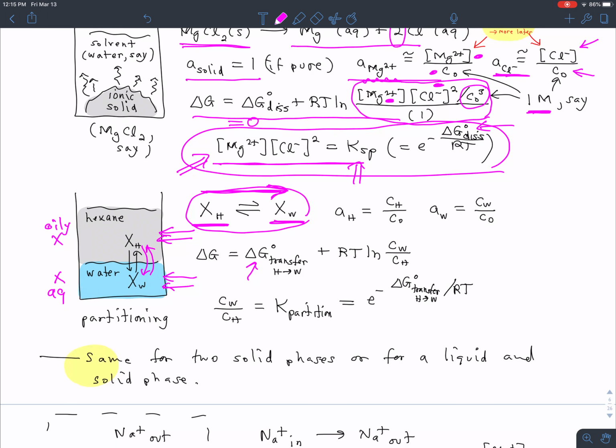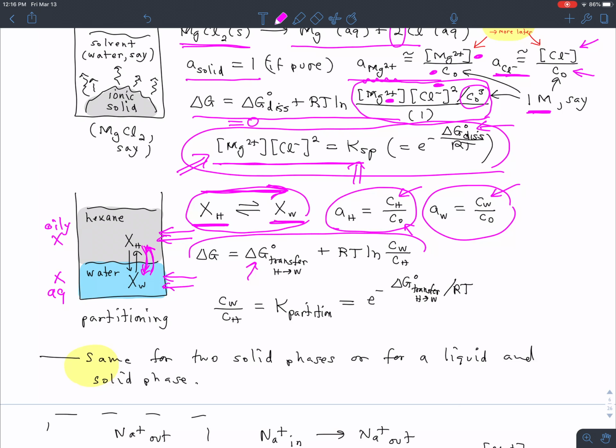But we'll go with this way of thinking of going from hexane to water as the forward reaction for the moment. All right, in that case, the activity in the hexane phase is the concentration in the hexane phase, again divided by standard state concentration. The activity in the water phase is also molar concentration, since it's a dilute solute in both phases.